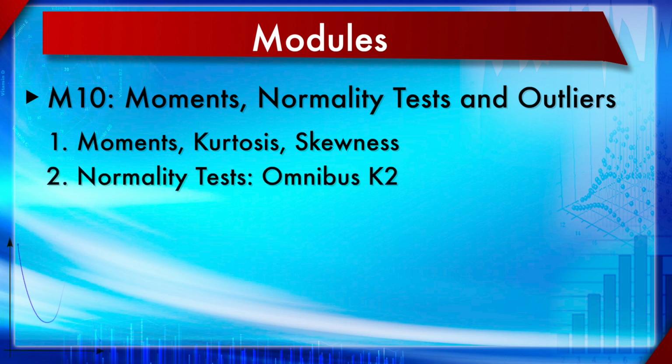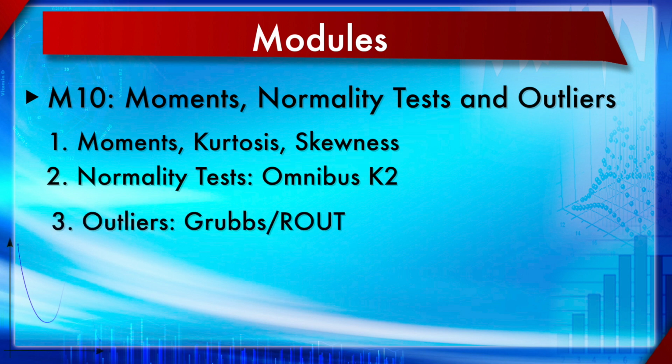Then we learned about the normality tests, especially the omnibus K2 test, which is very important to perform to know what kind of distribution your sample belongs to, or the sample came from. The normality test can be performed in GraphPad Prism.